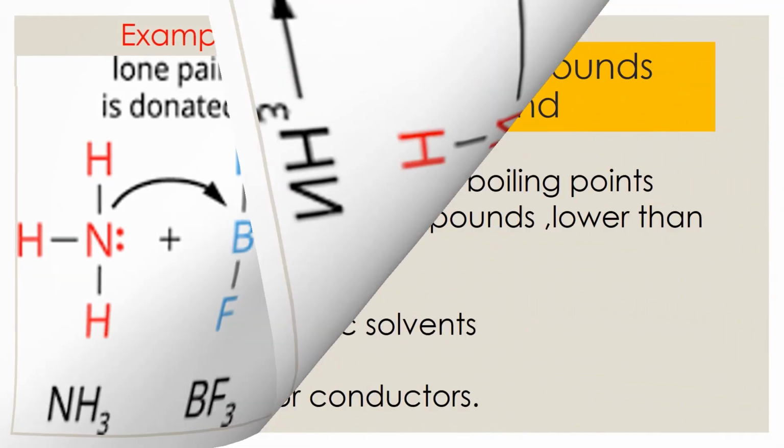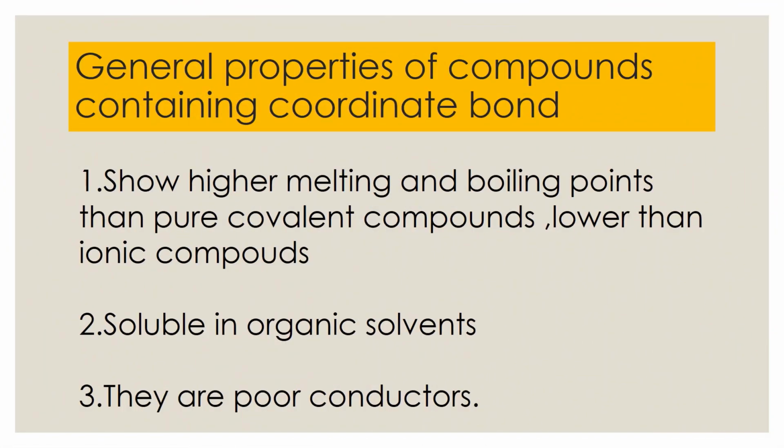Next one. General properties of compounds containing coordinate bond: showing higher melting and boiling points than pure covalent compounds, lower than the ionic compounds. And second point is soluble in organic solvents. And the final point, they are poor conductors of electricity. So therefore that is the end of my presentation here.